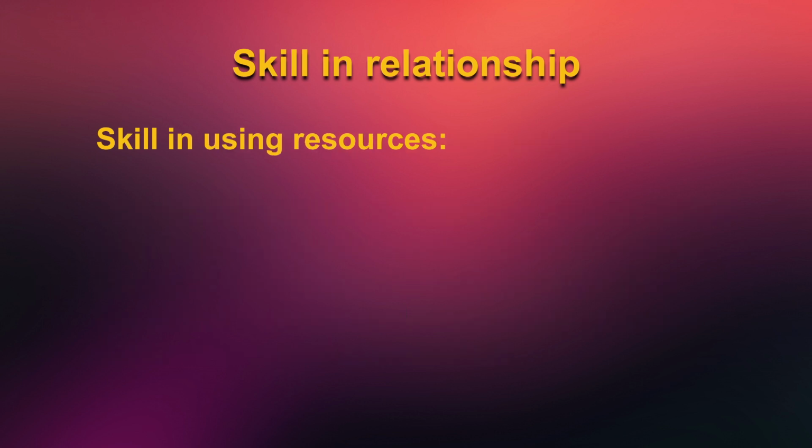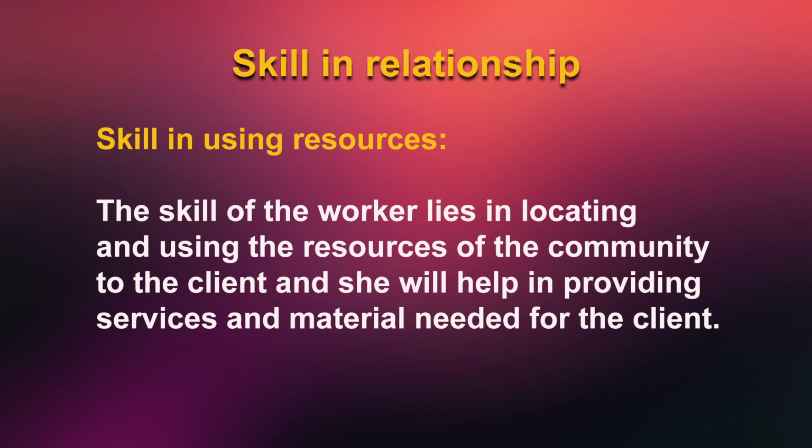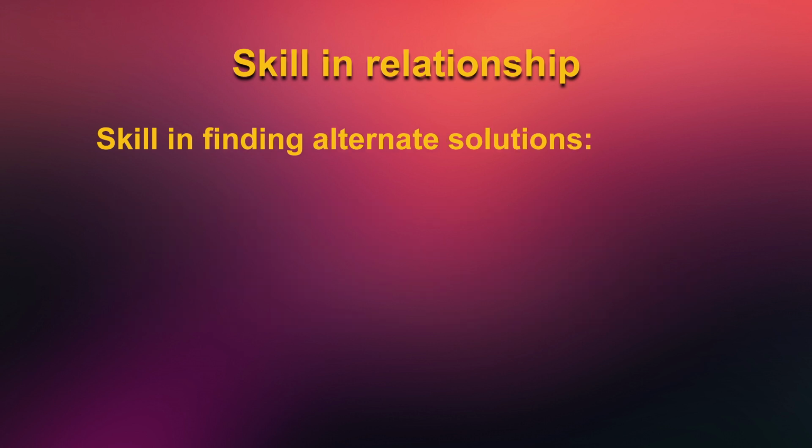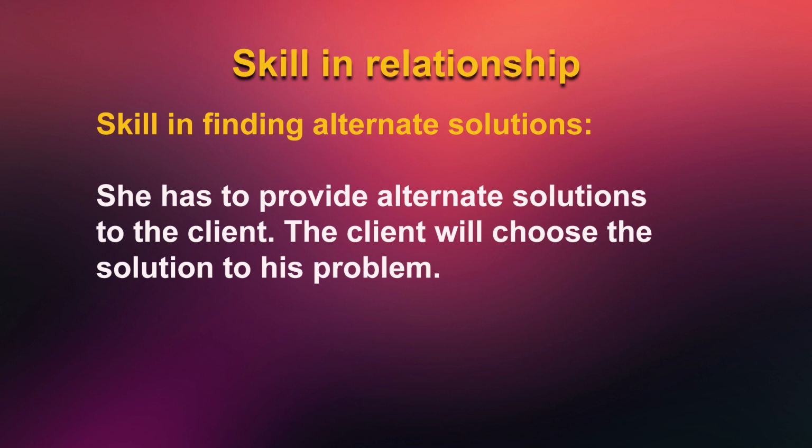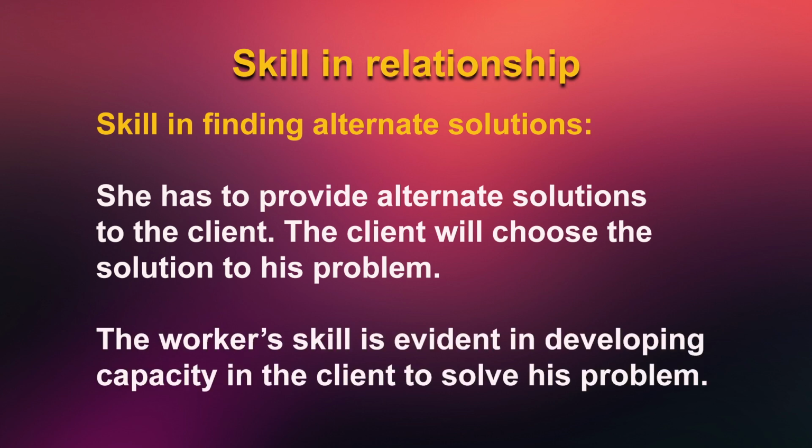Skill in using resources. The skill of the worker lies in locating and using the resources of the community for the client, and she will help in providing services and material that are needed for the client. Skill in finding alternate solutions. After exploring the problem and analyzing the causative factors, the worker has to move towards a solution of the problem. She has to provide alternate solutions to the client. The client will choose the solution to his problem. The worker's skill is evident in developing capacity in the client to solve his problem.